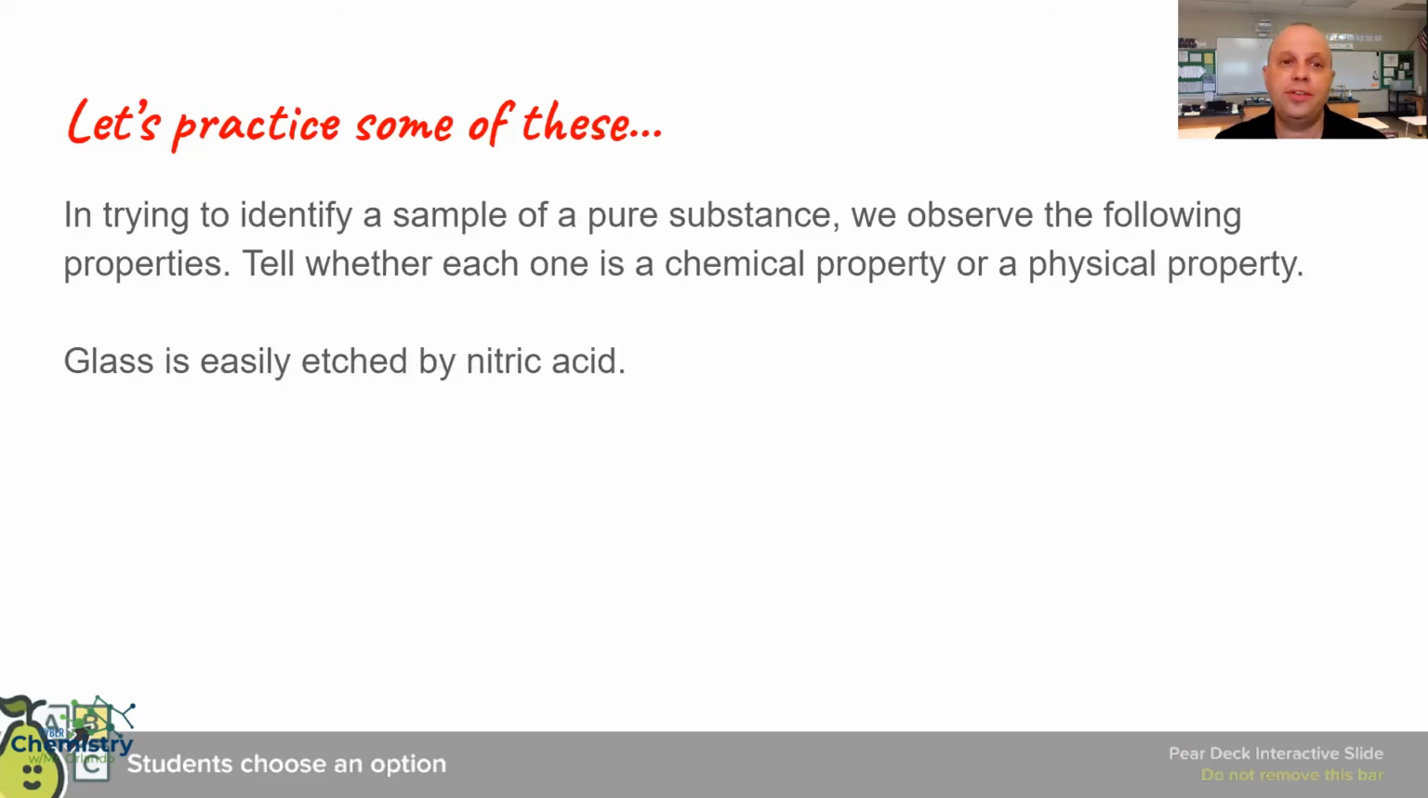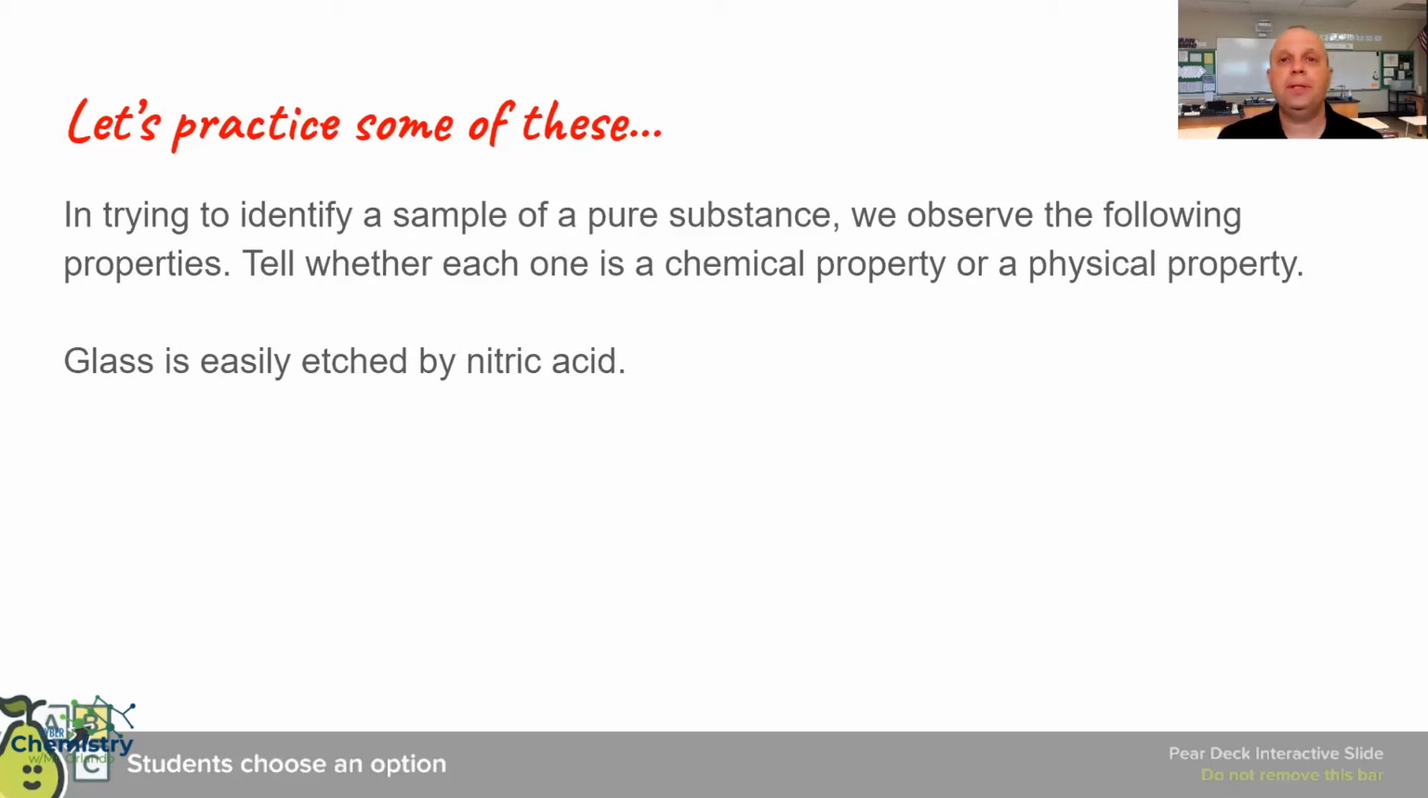Let's look at a third example. It says glass is easily etched by nitric acid. Nitric acid interacting with glass is actually going to be a chemical property, because this is not something that is easily done by other substances.